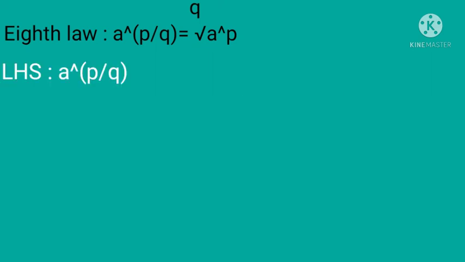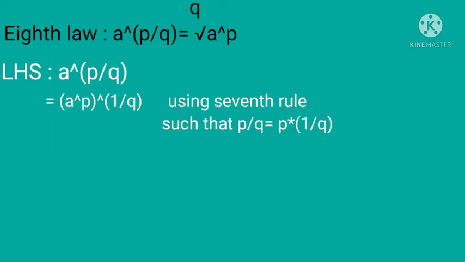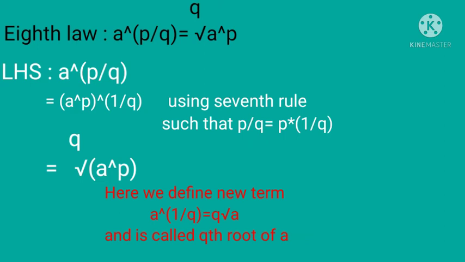Proof. In LHS we have a to the power p over q, which can be written as a to the power p to the whole power 1 over q, because here p over q can be written as p into 1 over q, and using the seventh rule, the power of power rule, we can write a to the power p over q as a to the power p to the whole power 1 over q. Now if we define a to the power 1 over q as the qth root of a, then a to the power p to the power 1 over q equals the qth root of a to the power p.